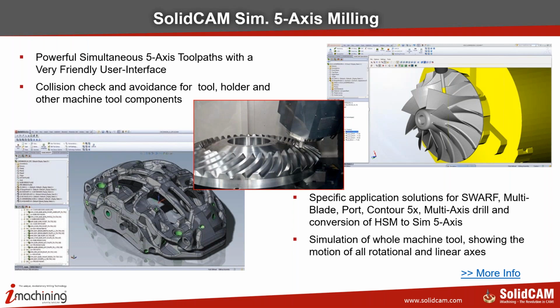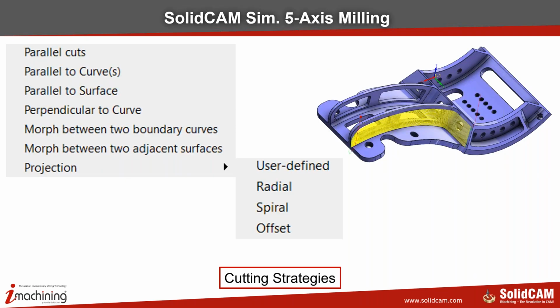But apart from that, it can machine any part, whether it's a port, an impeller, a blade, or a drill, anything. You throw anything at the generic 5-axis and it can do it very efficiently. Generic 5-axis basically has 3 components to it.